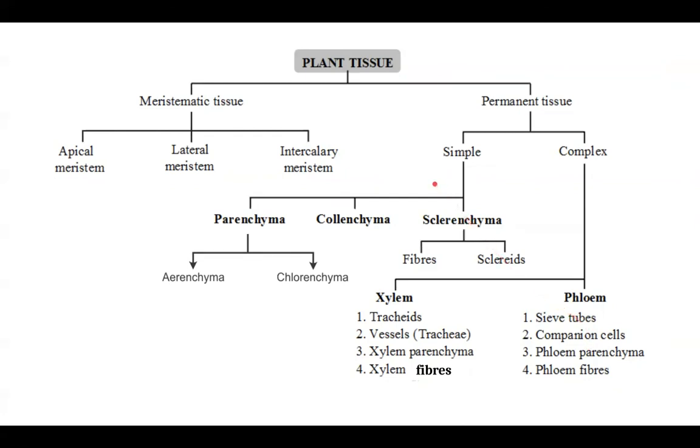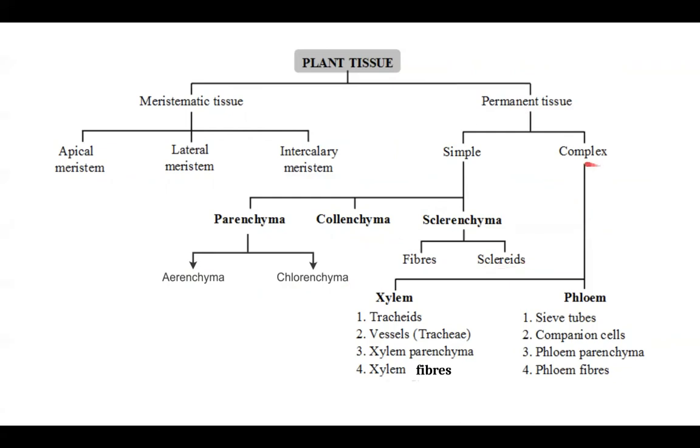So the plant tissues are divided into two basic categories, meristematic and permanent. Meristematic is apical, lateral, or intercalary, the three types of meristematic. The permanent is simple and complex. The simple is divided into the supporting types: parenchyma, collenchyma, sclerenchyma. The parenchyma are of two types, aerenchyma and chlorenchyma, and the sclerenchyma is of two types, again, fibers and sclereids.